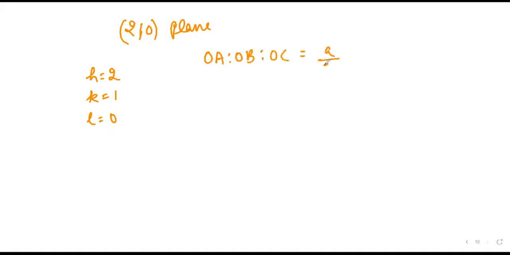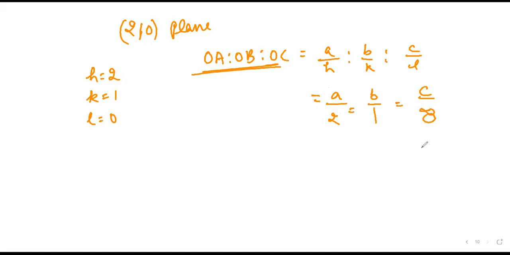Okay, now the (2,1,0) plane. So here we are going to draw with h equal to 2, k equal to 1, and l equal to 0. The Miller indices formula is OA ratio, OB ratio, OC is equal to A over H ratio, B over K ratio, C over L. Why am I doing this? Because I don't know the particular values of these OA, OB, and OC intercepts. So A over 2, B over 1, similarly C over 0. This will be equal to A over 2 ratio, B ratio, infinity.